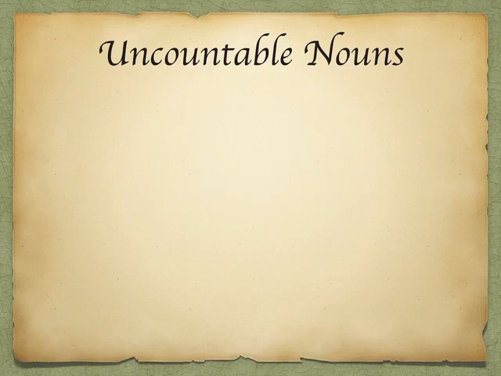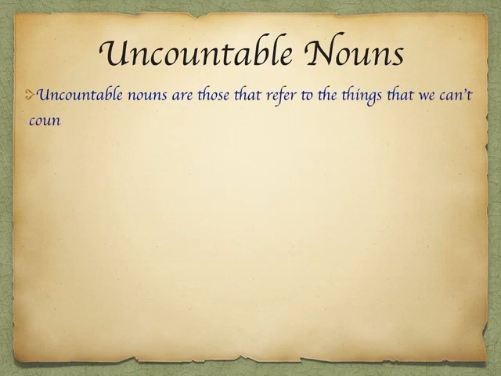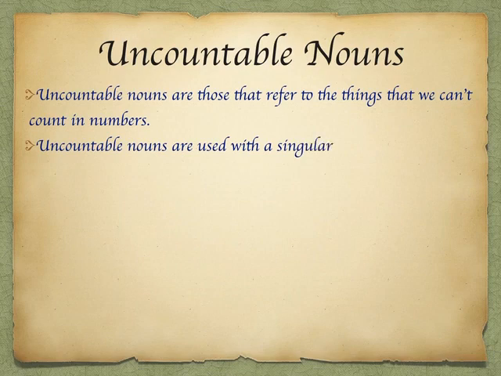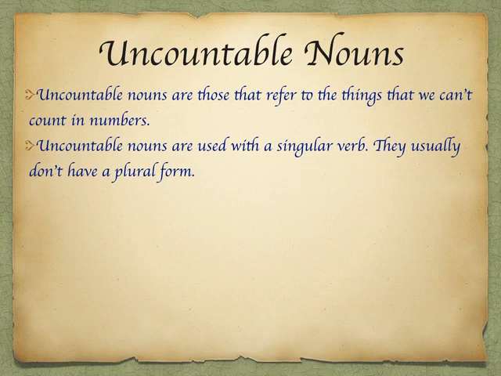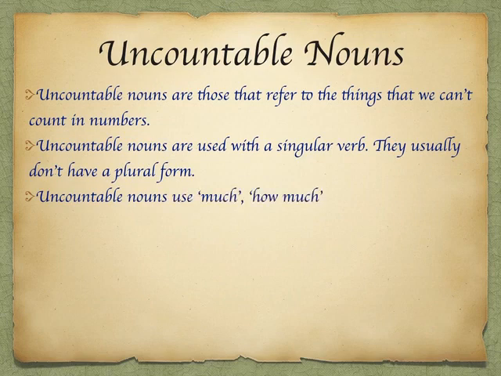Let's see what are uncountable nouns. Uncountable nouns are those that refer to the things that we cannot count in numbers. For example, milk, water, sugar, sand, etc. Uncountable nouns are used with a singular verb. They usually don't have a plural form. For example, we can say milk, sugar, oil, water, but we cannot say milks, sugars, oils, waters, etc. Uncountable nouns use much, how much, a lot of, and a little. Let's see the example. How much water did you drink? I drank a lot of water.